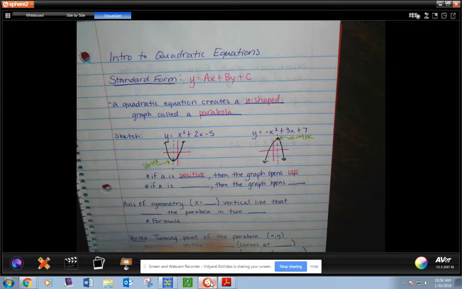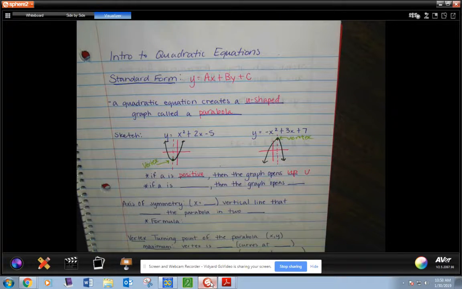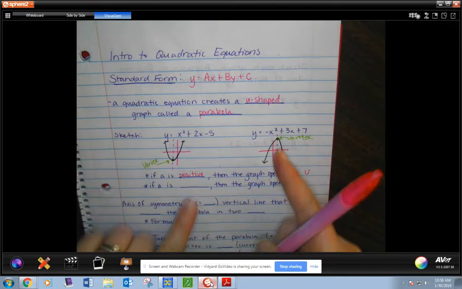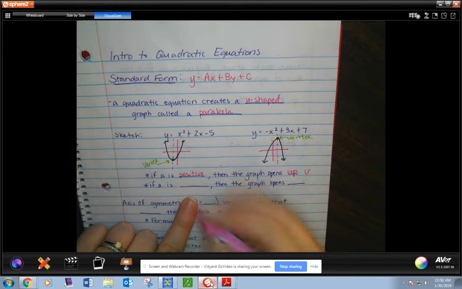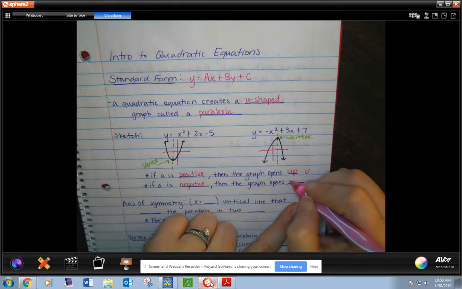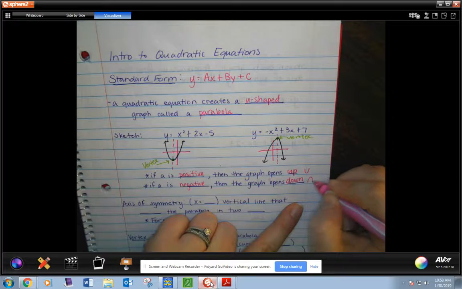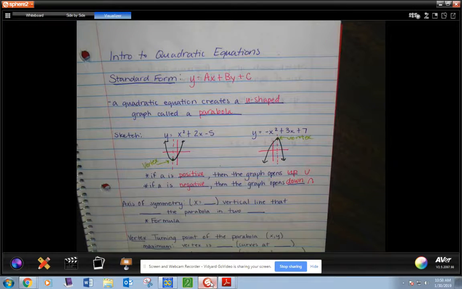And the way you can remember if it opens up, it's going to look like a U. U is an up. Okay, if a is negative, so like this example, we have negative 1, then the graph opens down. And the way you can remember down is it's like an N in down. Okay.